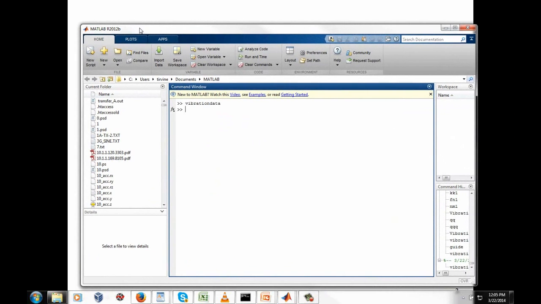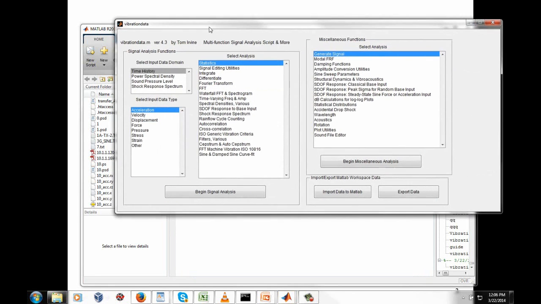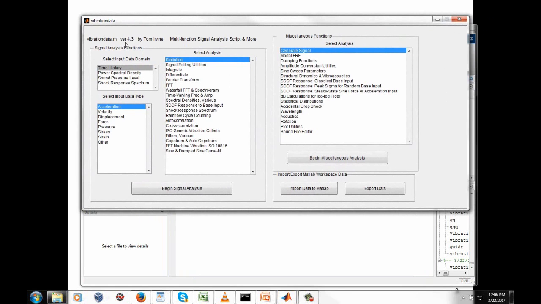So we're going to go to Matlab here, and the main GUI package that we're running in this course is the vibration data GUI package. You can download that from my blog as well as each of the data samples that we're going to look at here. So I'm going to type in vibration data, and this is up to version 4.3 and rising. I'm occasionally finding bugs, and I'm also adding additional features and capabilities. So this will be updated for many revisions to come.